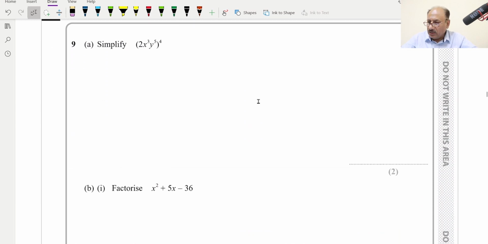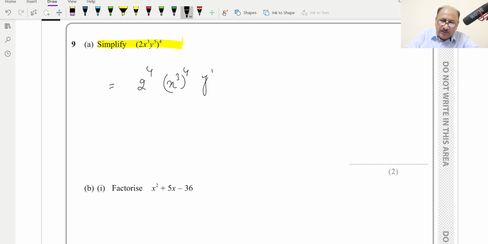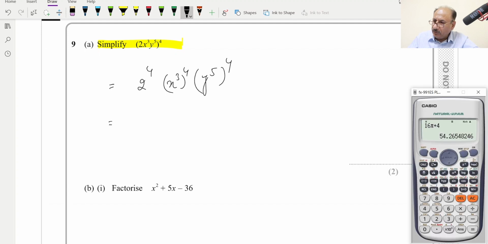Then question number 9, we have to simplify, and this is an indices question, which we have to just open, and we'll take separate parts. 2 raised to the power 4, x raised to the power 3 raised to the power 4, y raised to the power 5, whole raised to the power 4. And 2 raised to the power 4, we can check with the calculator, is equal to 16.